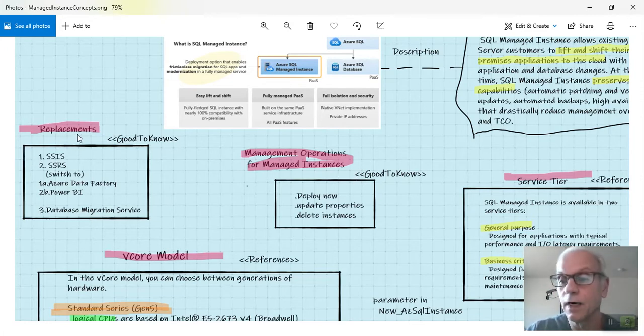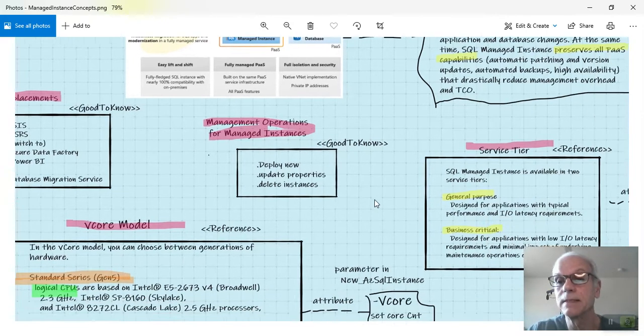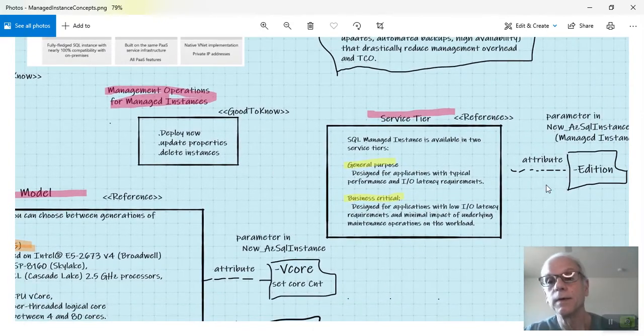So replacements. If you're getting into the Azure world, this is good to know. I kind of believe that SSIS and SSRS should be replaced, and can be replaced, by Azure Data Factory and Power BI. That just kind of makes sense. Another good to know: the management operations for managed instances. Obviously, you can deploy a new instance, you can update the properties of the instance, and you can delete instances. So you can create them, delete them, and maintain them.